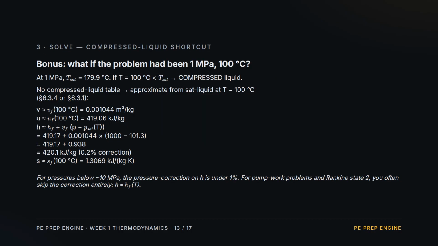Bonus: compressed liquid shortcut. Same 1 megapascal, but at 100 Celsius. T is below Tsat, so compressed liquid. No dedicated table, so approximate from saturated liquid values at 100 degrees. V roughly VF, U roughly UF, S roughly SF. For H, a small pressure correction. VF times P minus Psat works out to about a 0.2% effect. For pump work and Rankine state 2, you usually drop it and just use HF at the given T.